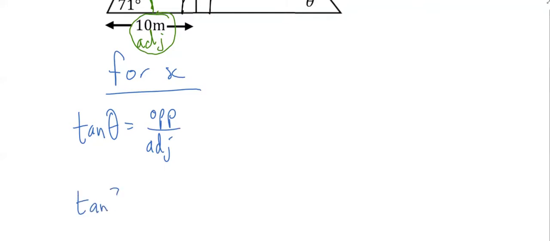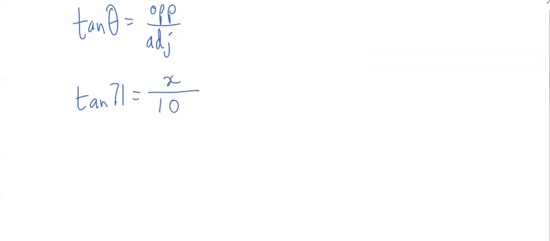So the angle is 71 because that's how I labeled the triangle. Opposite is the x. And adjacent is the 10. And then what do I do here? I multiply both sides by 10, so I bring the 10 over.